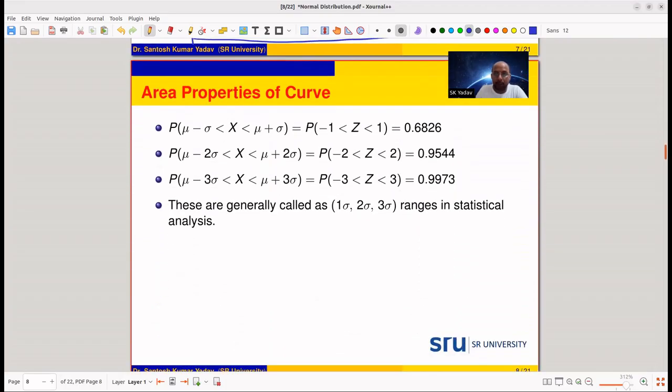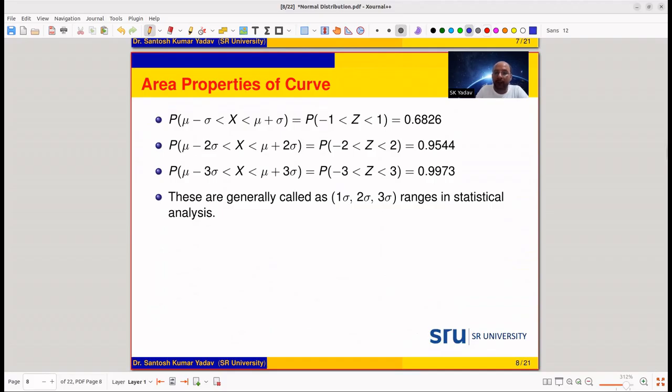So here I have written the properties as area property. The same is here for 1 sigma x, the probability is 68%. In terms of area, it is covering 68% portion of the curve above the x-axis and under the curve. And for z, P of z from -1 to 1 is this one, and for 2 sigma it is 0.95, and for 3 sigma, that is from z equal to -3 up to 3, it is 0.9973. So these are commonly called 1 sigma, 2 sigma, 3 sigma ranges.